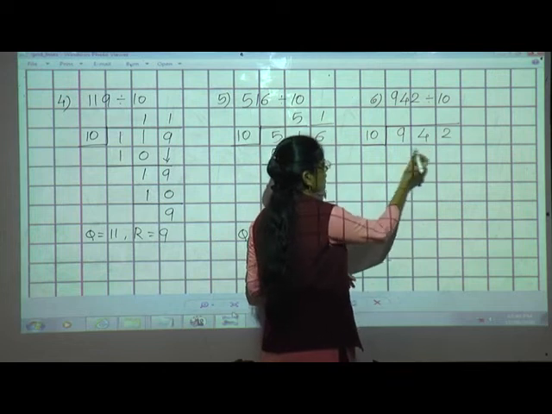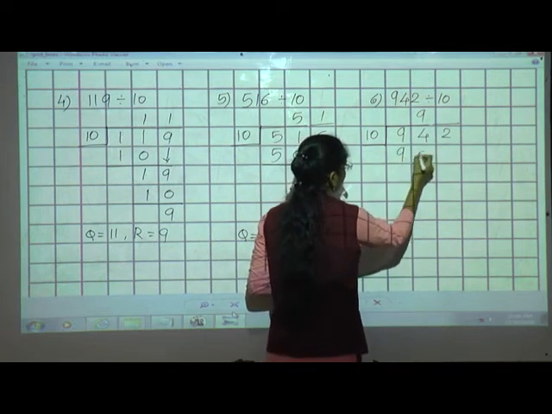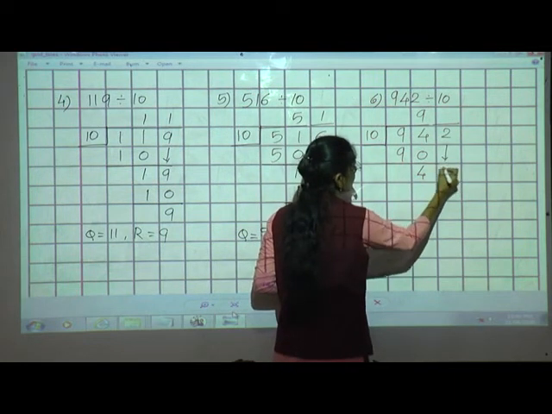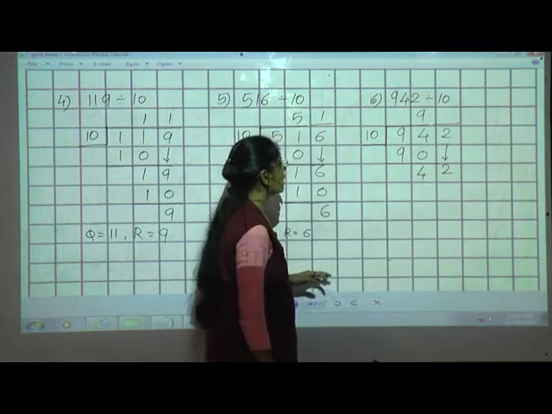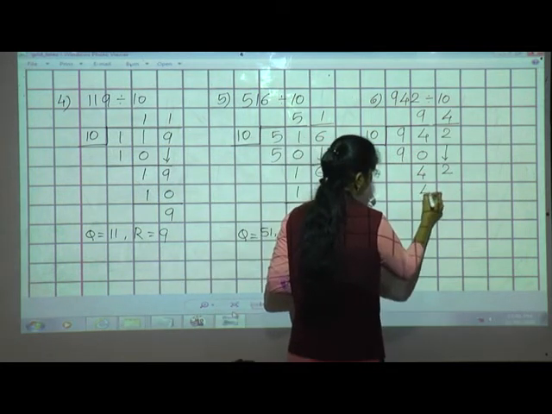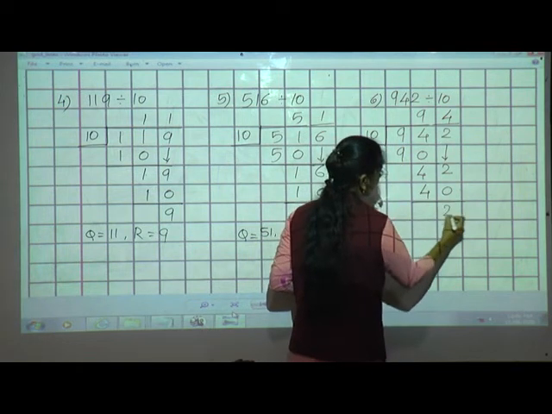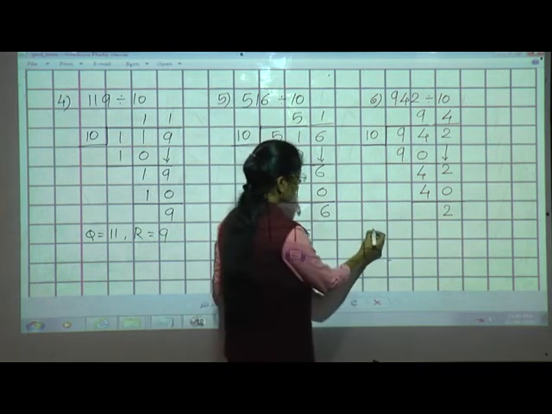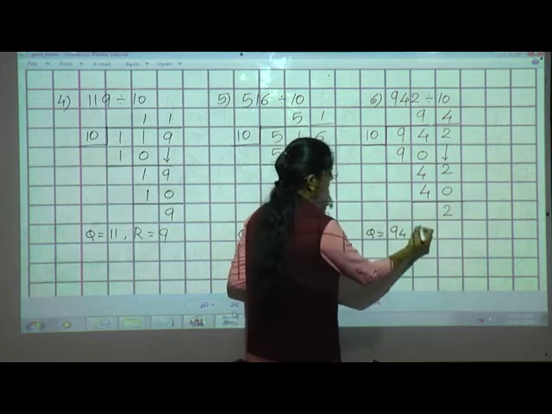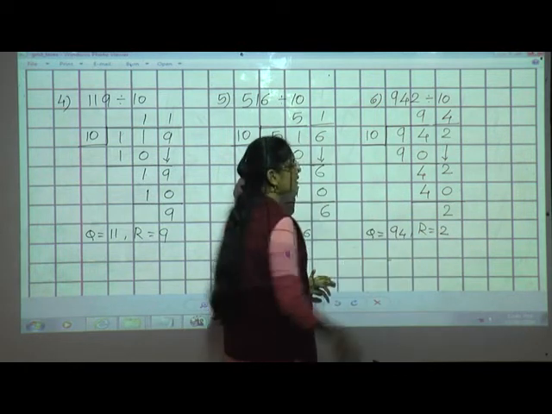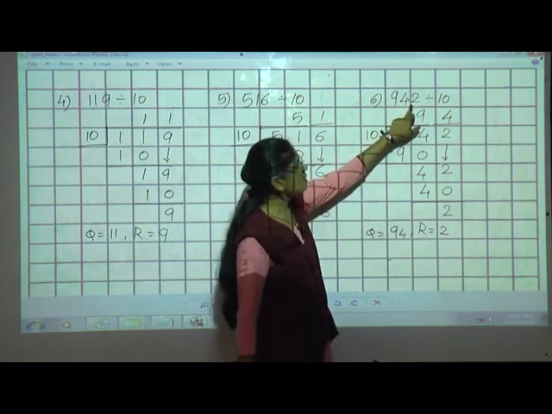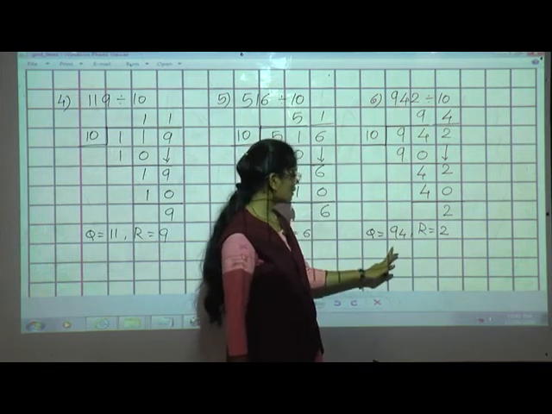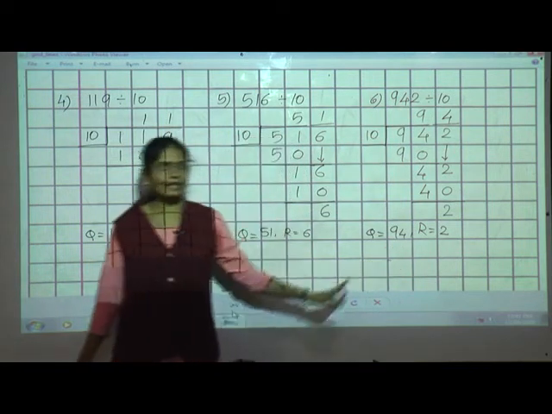So let us check the answer. 10 and here 94 is there. So 10 9s are 90. Now 94 minus 90, 4. Then take this 2 down. So here we have 42. Again 10 4s are 40. Now 42 minus 40, 2. See, we got the answer. Remainder 2. So write here Q is equal to 94 and R is equal to 2. See the number 942: at the ones place 2 is there, and the remaining number will form the quotient, means 94. Correct? Okay.